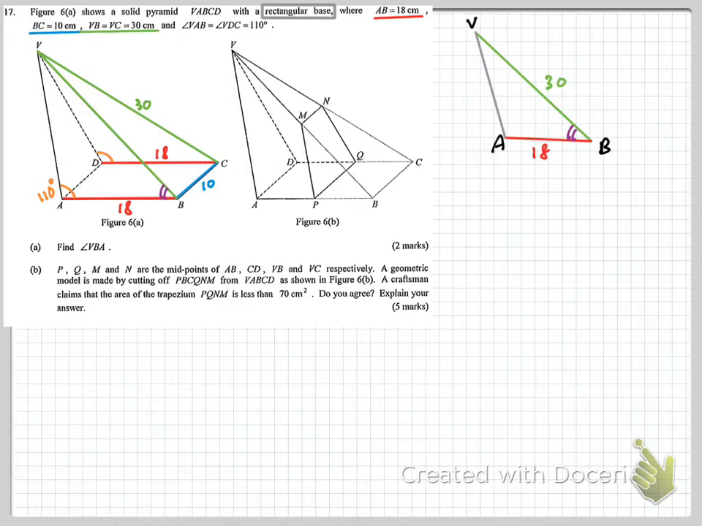What else do we know? We know that this orange angle is 110. So we have 3 pieces of information in this triangle. Unfortunately, they are in the SSA configuration. So we have to be mindful about SSA because it is an ambiguous case. If you know about SSA, there is no direct way to find this purple angle. You can use the cosine formula to find VA. There might be 2 answers.